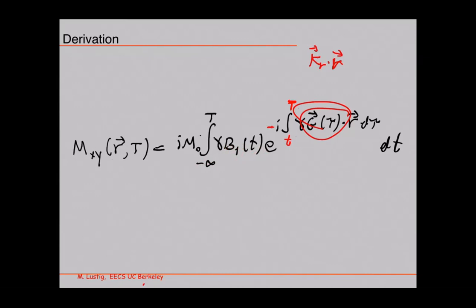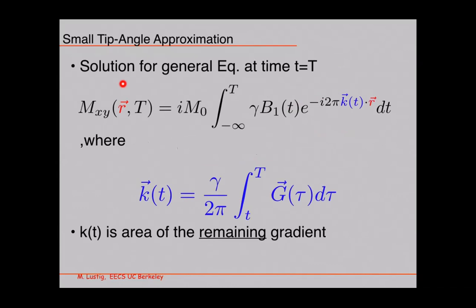OK. So the solution for the general equation in time t will be mxy at position r at time t is going to be equal to i m0, the integral from minus infinity to capital T, gamma b1 of t. And then if you look at the integral, I can say k of t equals gamma over 2 pi, the integral from t all the way to capital T of g of tau. And then here I will have e to the i 2 pi k(t) dot r. Basically I defined k-space to be this equation.